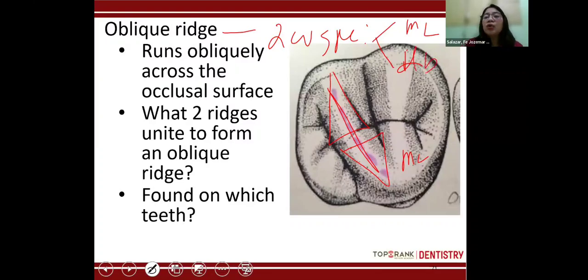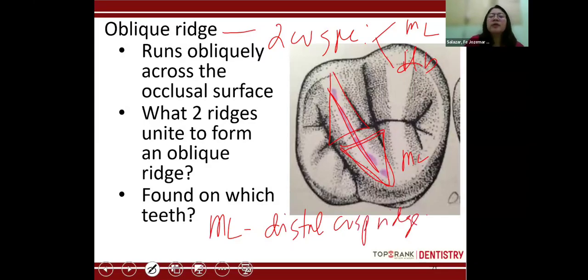Now, anong part to ng mesiolingual cusp? Sa mesiolingual cusp, you call that distal cusp ridge. On your distobuccal cusp, that's your triangular ridge. Yes. So these two ridges, the distal cusp ridge of the mesiolingual cusp and the triangular ridge of the distobuccal cusp will unite to form an oblique ridge.